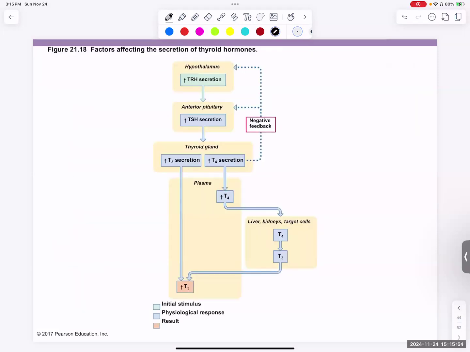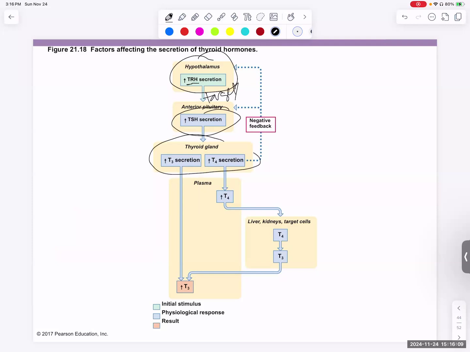Totally above your pay grade in this class, but again, hypothalamus releases thyroid releasing hormone. It targets the anterior pituitary to release thyroid stimulating hormone, which then causes the thyroid to release T3, T4. Now, T4 is what provides the negative feedback loop, stopping thyroid releasing hormone, which stops thyroid stimulating hormone.